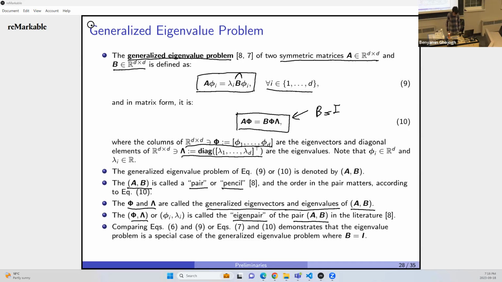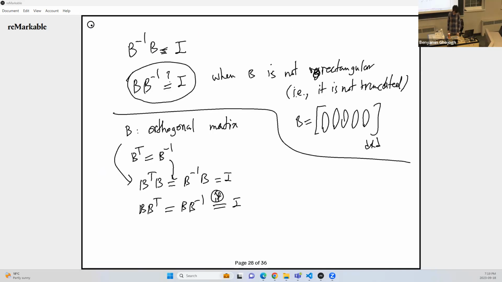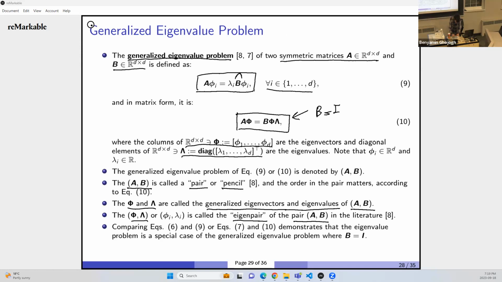By the way, although there is an iterative algorithm for solving this and finding the eigenvectors and eigenvalues, you can simply make it an eigenvalue problem. How? Can you give your guesses? Assume I have equation 10, which is A phi equals B phi lambda. Can I make it similar to A phi equals phi lambda, which is the eigenvalue problem? I mean, in this form, can I make it?